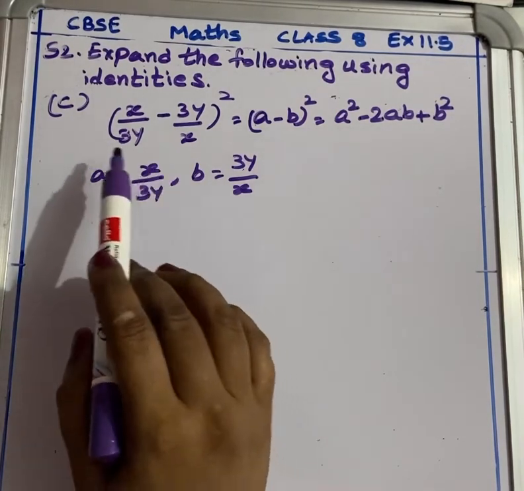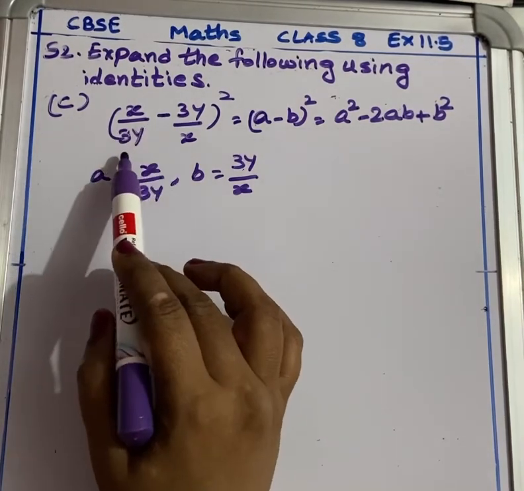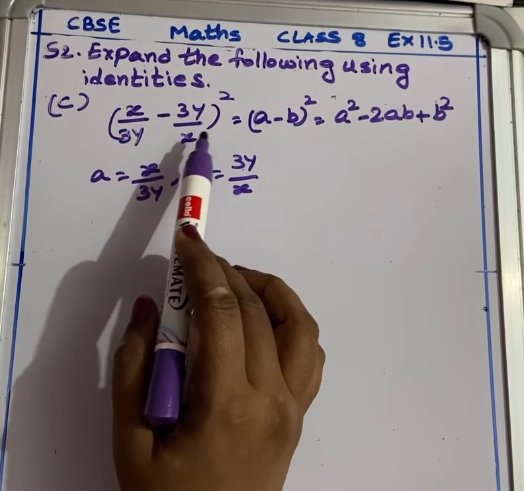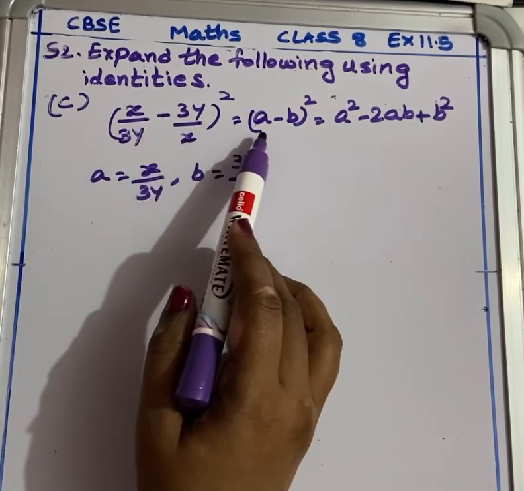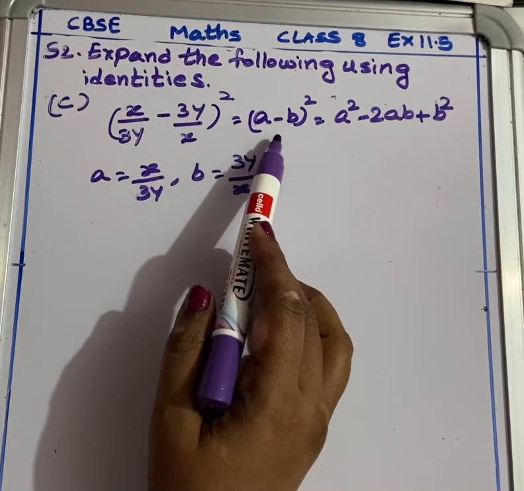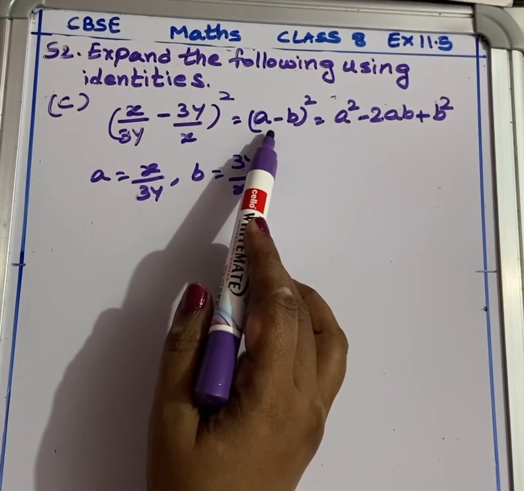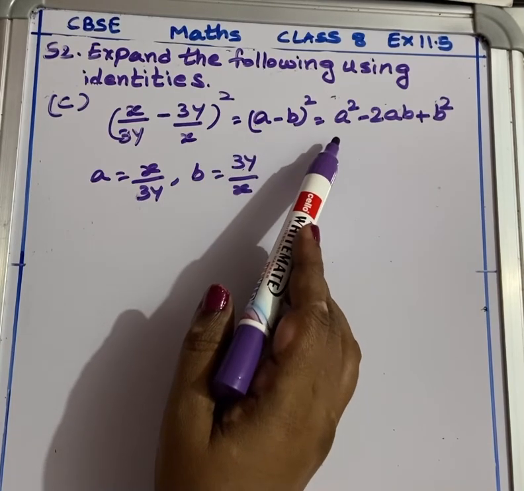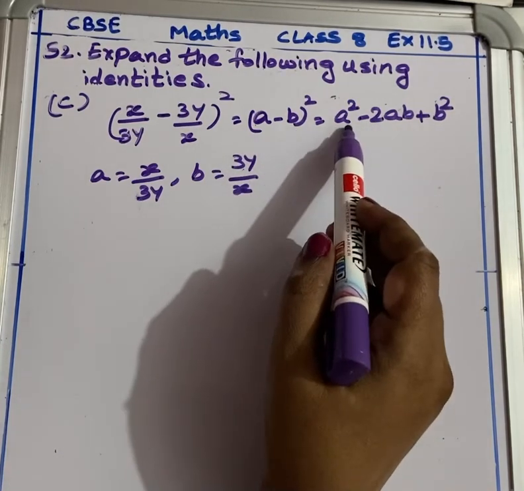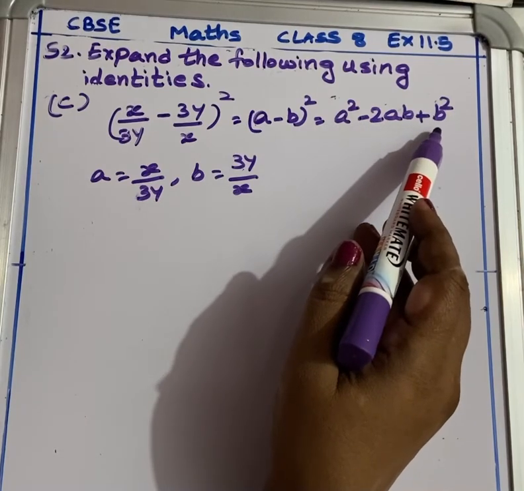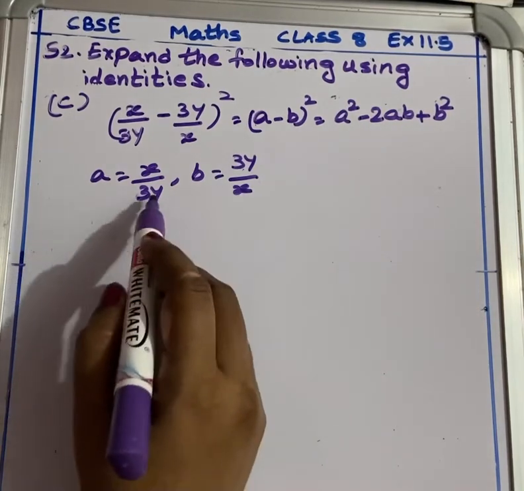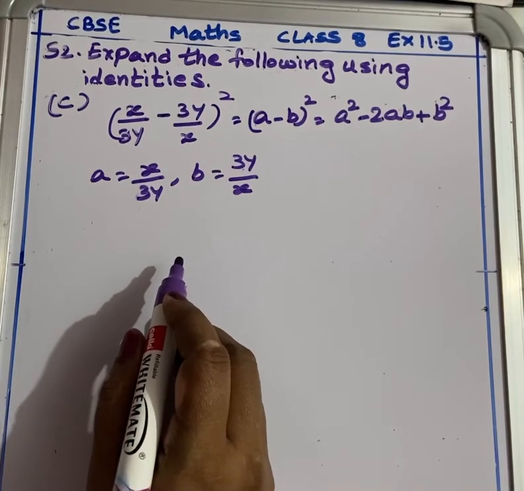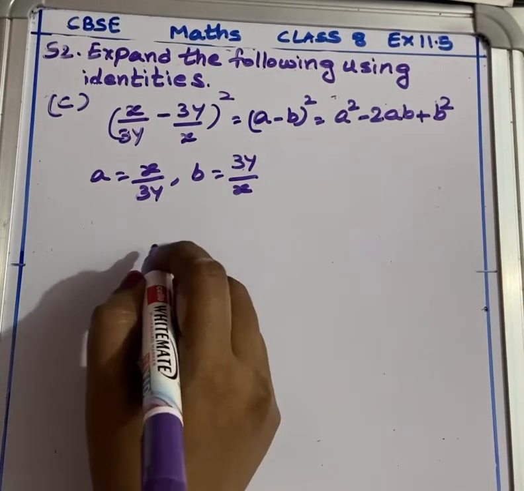Let's see third sum. C: (x upon 3y minus 3y upon x) whole square equal to, we are using here (a minus b) square. If we expand this one, a square minus 2ab plus b square. A equal to x upon 3y, b equal to 3y upon x.